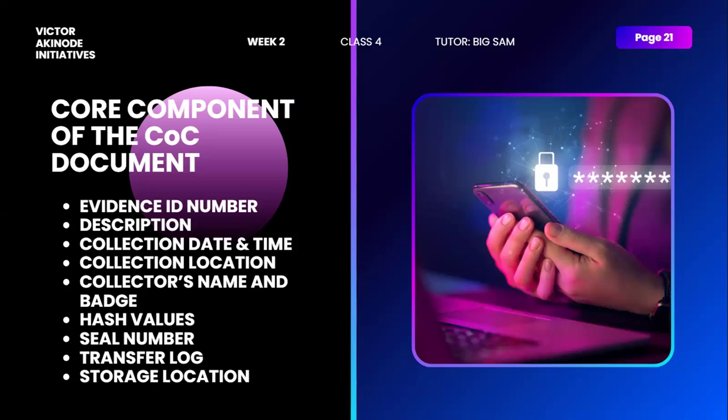Now, the collection date and time, and the collection location, for example if they did not send it through a cab and you went to collect it in the office. Then collector's name and badge. If you are not the one that collected it, who collected it? Hash value. I think we should have done hashes in the previous videos on YouTube, about hashing. Then seal number, because there's always a way you preserve some connections from going out.